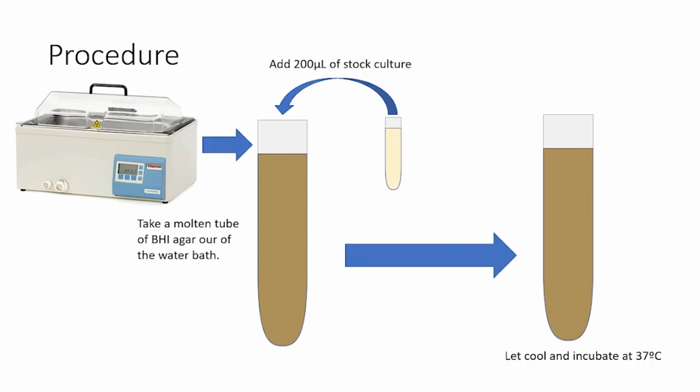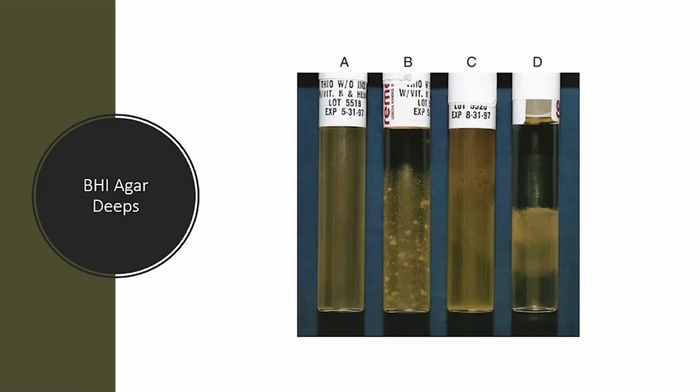Okay, so once you do that, then you'll let it cool. Once it's cool and chilled, you guys can put it in 37 degrees Celsius incubators, let them grow, and then you guys will check them and see some results. And the results will look something like these. So you guys can see strict anaerobe will only grow at the bottom.